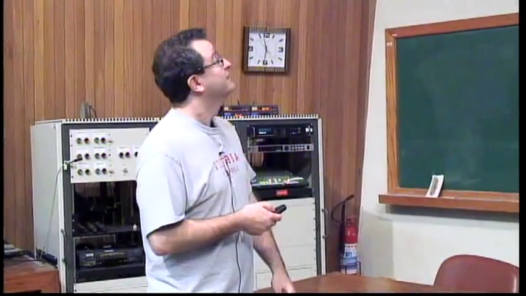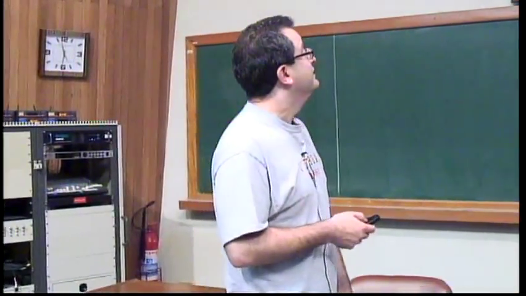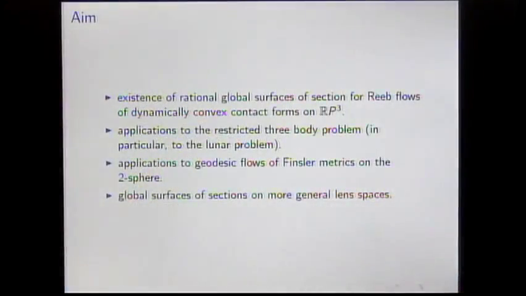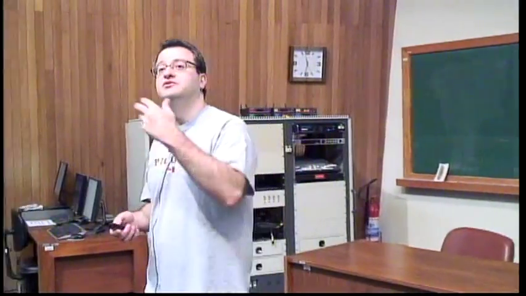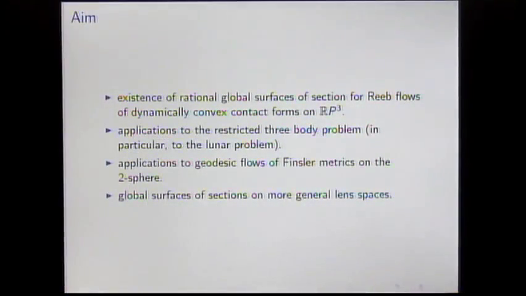The idea here is to study Reeb flows on RP3 which are dynamically convex. The main motivation for this study is probably the restricted three-body problem, and so I will show an application to those systems, in particular to the lunar problem. Also, the first application is related to the existence of these open book decompositions, which organize the flow in a nice way.